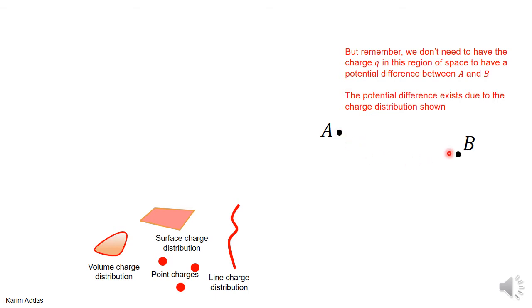The potential difference between points A and B exists because of the electric field that's created by this charge distribution. So you don't really need to have a charge here and move it from A to B and get the work and divide by the charge for a potential difference to exist.